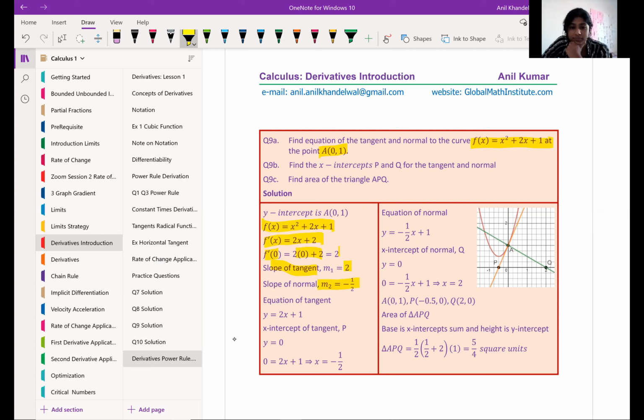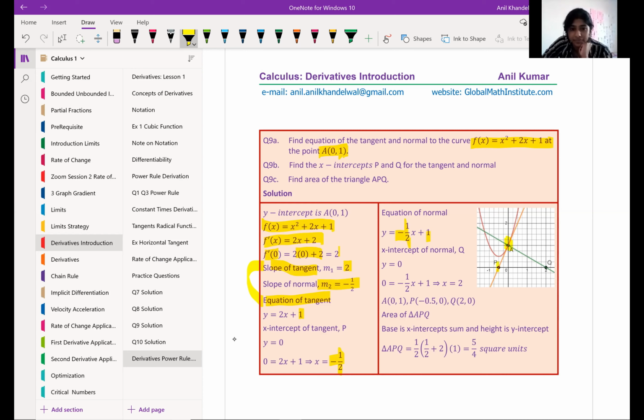So my equation of the tangent will be y equals 2x plus 1. This is the equation of the tangent, with a slope of 2. Since we know the point is the y-intercept, we don't have to find b. We know b is 1. You get the idea? So straight away we wrote 1, since we know that the y-intercept is 1. That is for the tangent. And for the normal, since the slope is minus half, the equation will be y equals minus half x plus 1. Perfect? You get two equations, right?